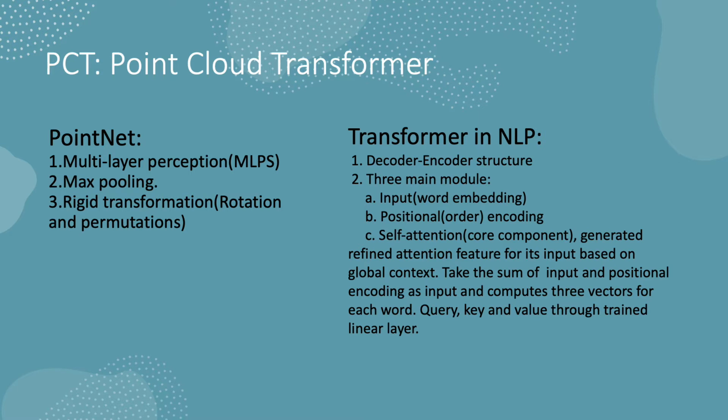For a transformer in natural language processing, we know it's mainly an encoder-decoder structure, which includes three main modules: input or word embedding, positional or order encoding, and self-attention, which is the core component, generating a refined attention feature for its input based on global context. Take the sum of the input and the positional encoding as input, and compute three vectors for each word. Query, key, and value are the three vectors that go through trained linear layers.